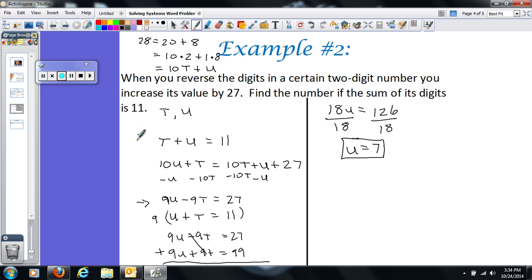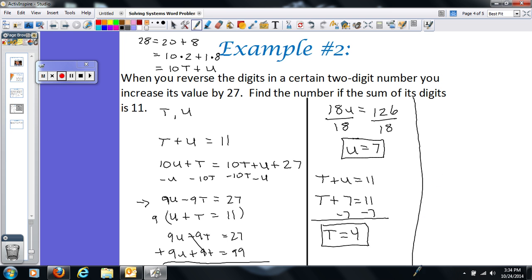And very simply, I'm going to plug it into the easy equation, which is going to be t plus u equals 11. That's going to be t plus 7 equals 11. Subtract 7 from both sides, and I get that t is 4. So now according to what it says, my number then should be the number 47.